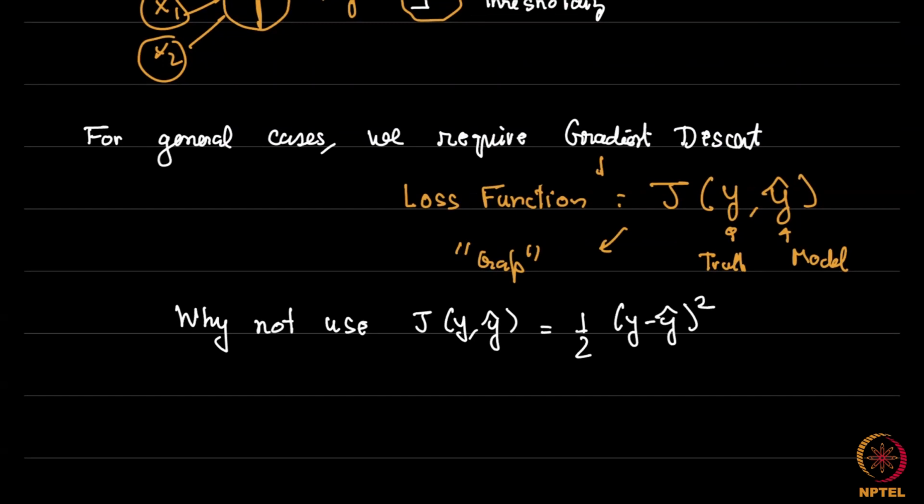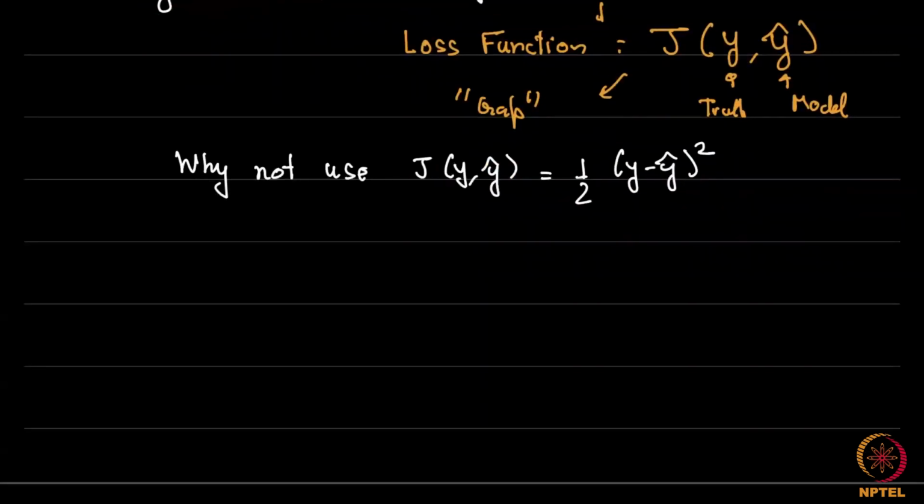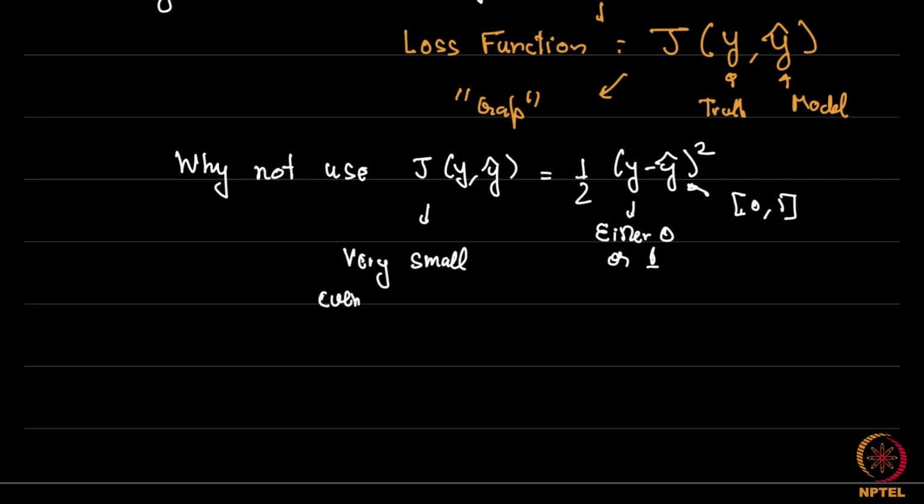So there are several problems with this. I'm going to mention only one. I'm going to wave my hands and give you a rough reason why this kind of thing doesn't work. The reason it doesn't work is, notice y is either 0 or 1, and y hat always lies in the range 0 to 1. So J is always going to be very small, even for misclassification.